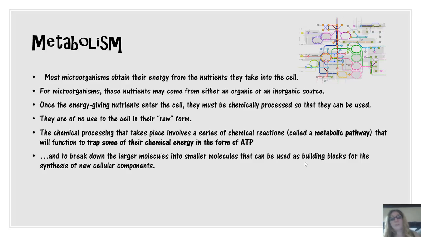So, most microorganisms obtain their energy from nutrients that they take into the cell. For microorganisms, these nutrients may come from either organic or inorganic sources. Once the energy-giving nutrients enter the cell, they must be chemically processed so that they can be used. They are of no use to the cell in their raw form. The chemical processing that takes place involves a series of chemical reactions called a metabolic pathway. This metabolic pathway functions to trap some of the chemical energy in the form of ATP. Also, metabolic pathways will function to break down larger molecules into smaller molecules that can be used as building blocks for the synthesis of new cellular components.